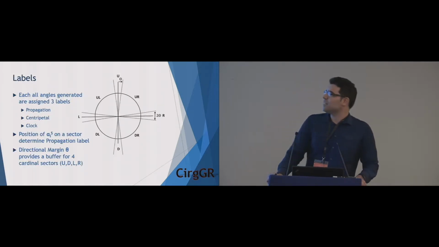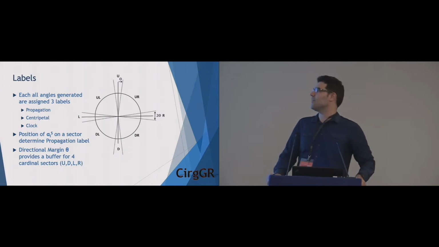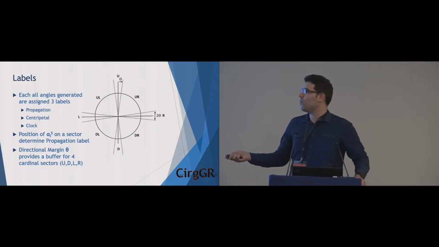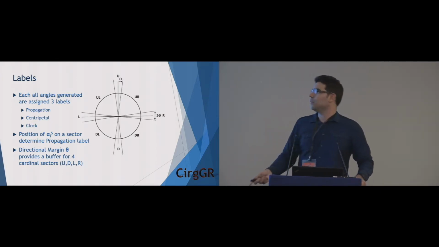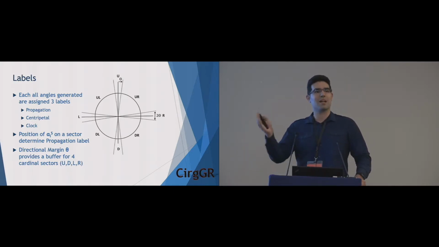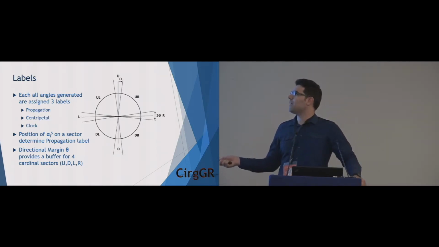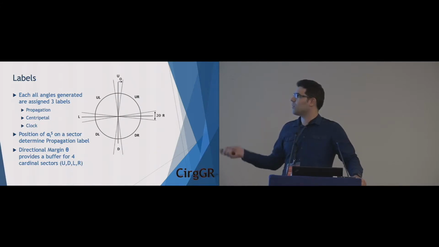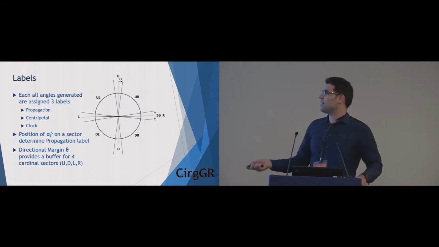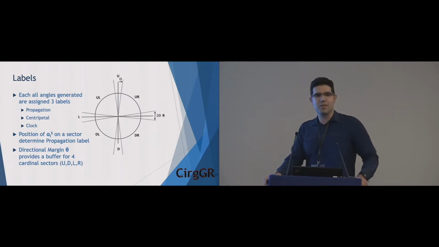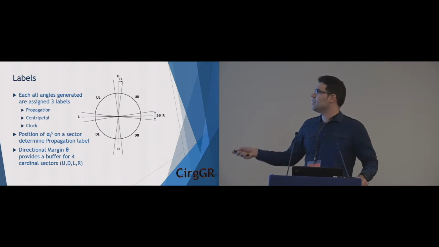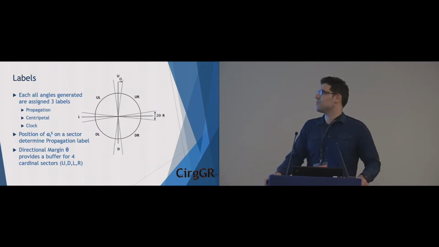Now, each angle is generated by CircGR to assign three labels: a propagation label, a centripetal label, and a clock label. And these labels are tracked across time using the temporal angles. So these are all generated from spatial angles, but they're tracked across time of the gesture with temporal angles. As you can see, this is an example of the propagation label. The propagation label is one of the cardinal or the intercardinal directions, and it's just decided where alpha falls in the sector. If it falls within this sector, it's right. If it falls within the upper sector, it's up. These are arbitrary distinctions. Doesn't matter where you begin looking for these as long as it's consistent throughout recognition.